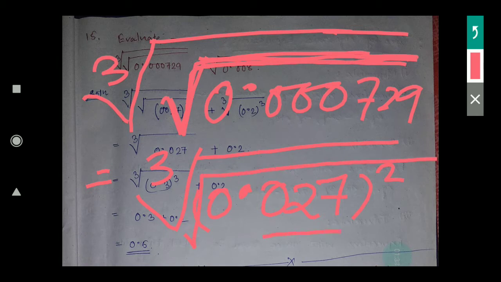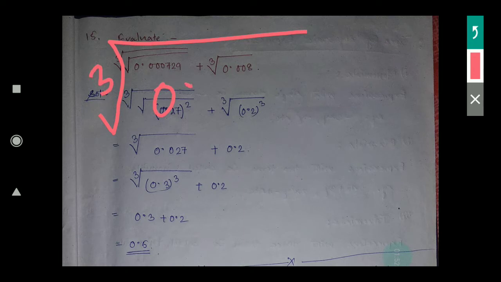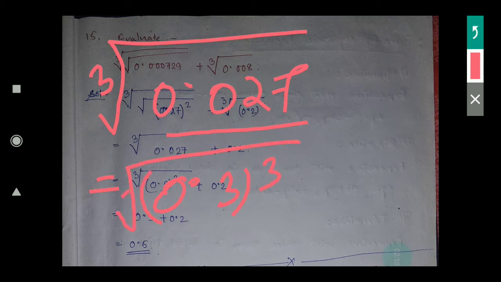Why have I written 0.027? Because 3 decimal places into 3 decimal places gives 6 decimal places. So this square and square root will get cancelled. After that what remains is the cube root of 0.027. Now 27 means 3 cube, so 0.027 you can write as 0.3 cube, and the cube root and cube will get cancelled, only 0.3 will remain.